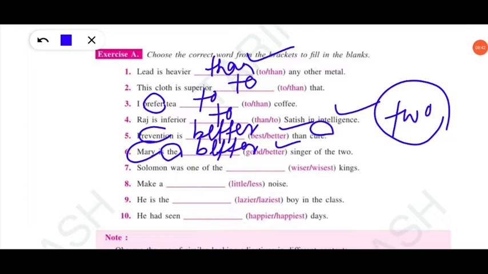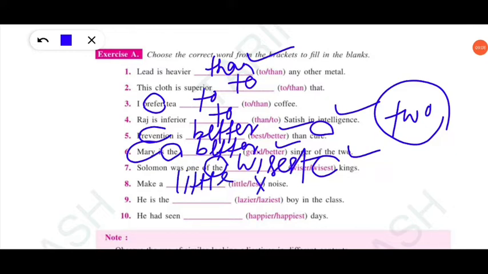The next: Solomon was one of the wisest kings. Here Solomon is compared with all other kings, so you have to use the superlative, and the definite article is used. So wisest. The next: make a less noise is wrong. Make a little noise.